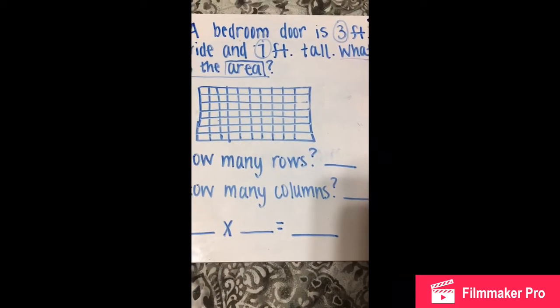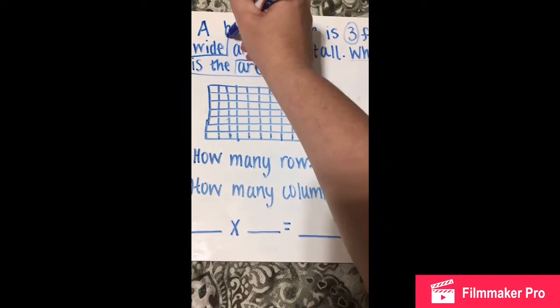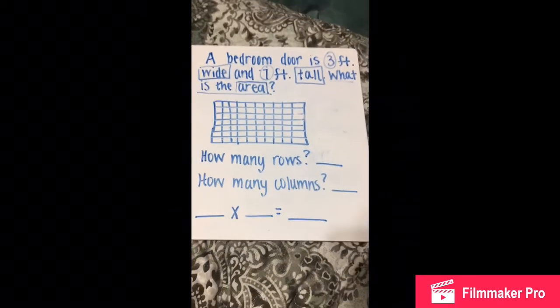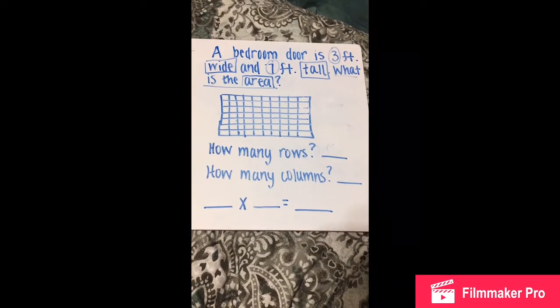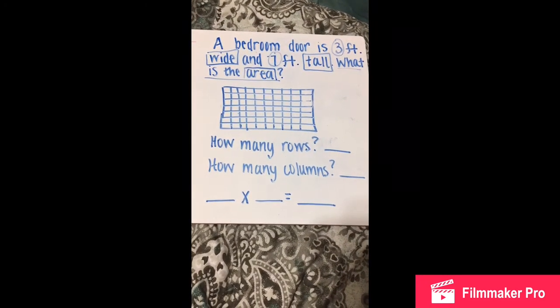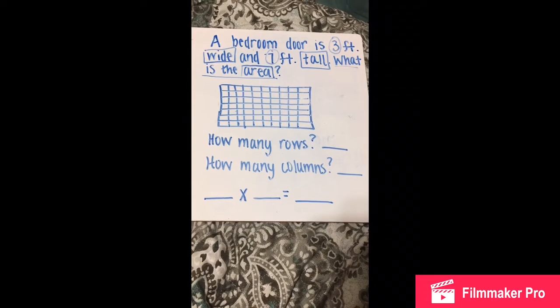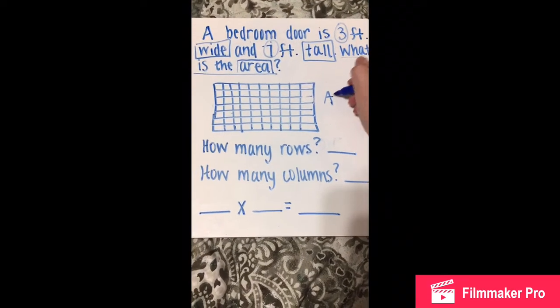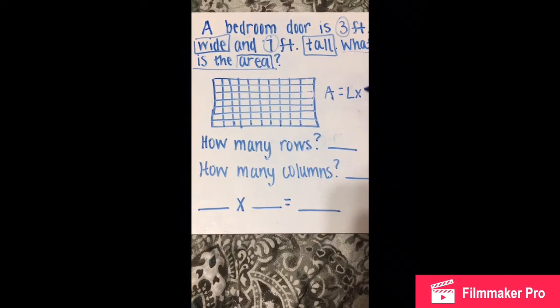I know that it's 3 feet wide and 7 feet tall. So I'm going to box in those words so I can make sure that I put them where they need to go for my array. So let's review what the formula for area is. So area equals length times width.